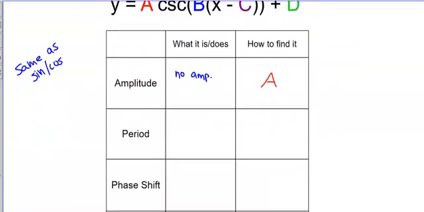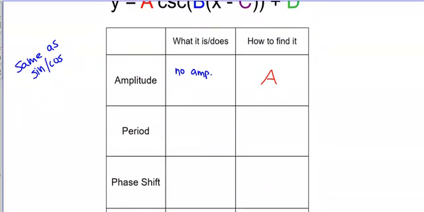Second thing, period. That is exactly the same as what it was before. It has to do with your b value, but you have to do a little bit of work. You are either doing 360 degrees divided by your b, or you are doing 2 pi divided by your b value. So a little extra work, but you're using your b value there.